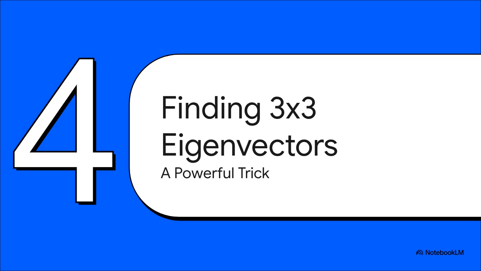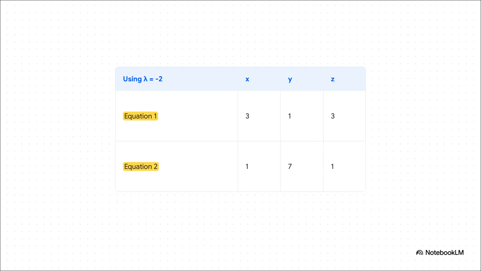Okay, so finding the eigenvectors for a 3x3 matrix can get a little messy. But there's a really slick technique called the cross-multiplication method that makes it way easier. It's a clever way to solve for 3 variables using just 2 of the equations you get. So let's find the eigenvector for lambda equals -2. Just like before, we plug it into our (A minus lambda I) x equals 0 equation. That's going to give us a system of 3 different linear equations. But here's the trick. We only need to pick 2 of them. As you can see here, we've pulled out the coefficients for x, y, and z from the first 2 equations. This is what will feed into our method.